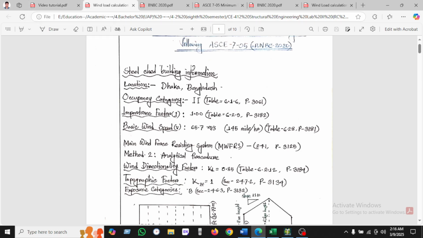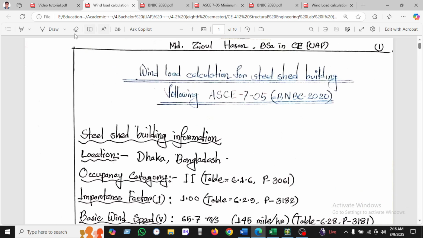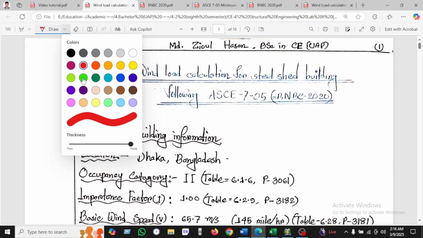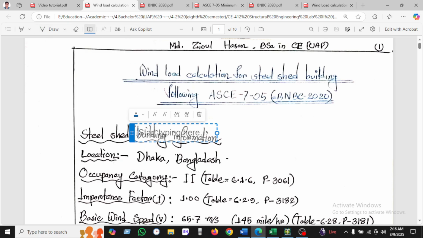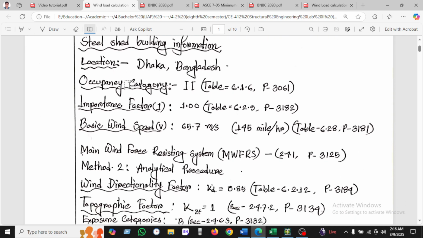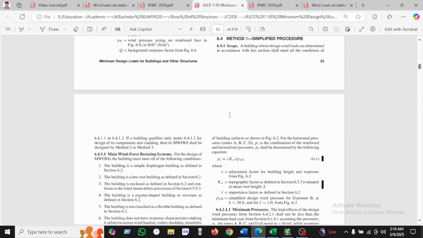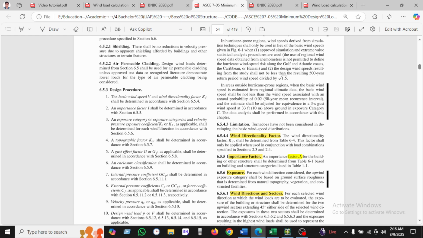Okay, so let's see. Here is a wind load calculation for a steel shed building following ASCE-7-05 or BNBC 2020. So let's start. We can see here the steel shed building information: the location is Dhaka. Occupancy category is 2. How do we get it? It is taken from the code, as we know. Here's method 2.